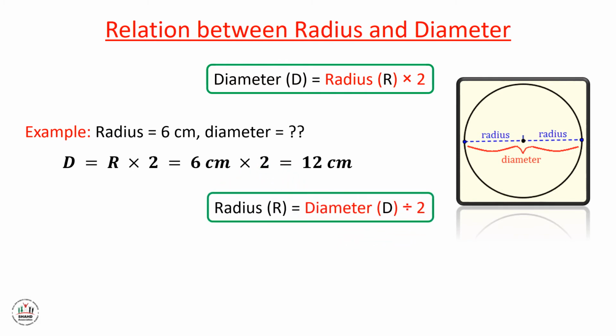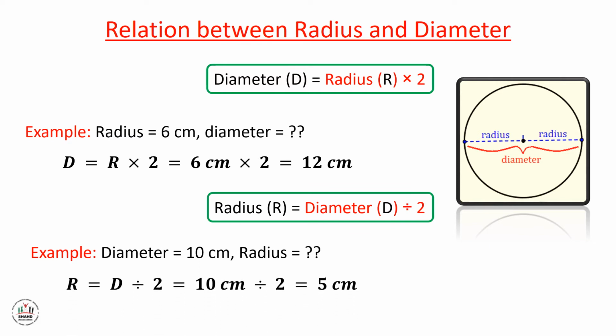Now let's reverse the question, or the rule. The radius this time equals diameter divided by 2. So if you have a circle with diameter 10 cm, its radius will be equal to d divided by 2, 10 cm divided by 2, which is equal to 5 cm.